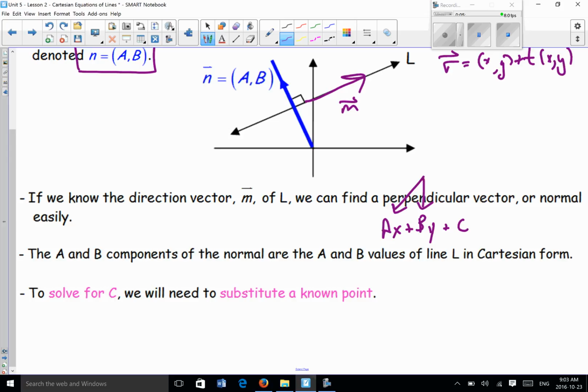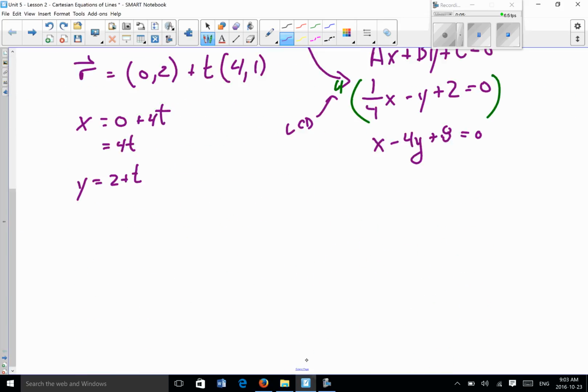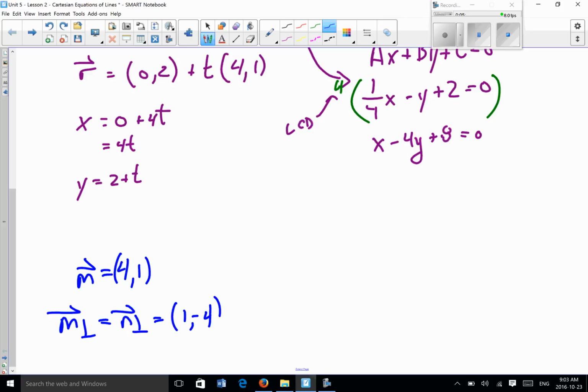So if we go back to the first one for just a second, the direction of m in the very first one here was 4, 1. So the perpendicular vector, which we're going to call the normal vector, is found using our shortcut: switch the order and change one of your signs. Well, if you notice, that's what we get here.